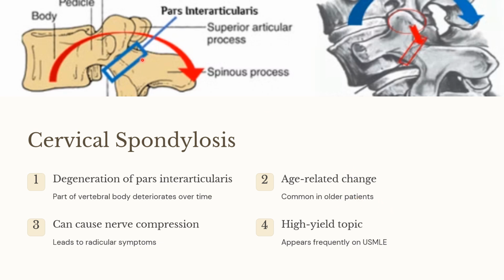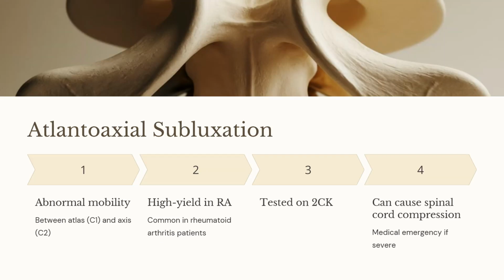So how will this knowledge be tested? They will give you a question such as, here in this lateral x-ray, you can very obviously see that there is degeneration of this pars interarticularis. So how will the question be asked? The vignette will have a patient over 50 with neck pain, and the MRI shows degenerative changes of the cervical spine. In that case, the diagnosis can be cervical spondylosis.